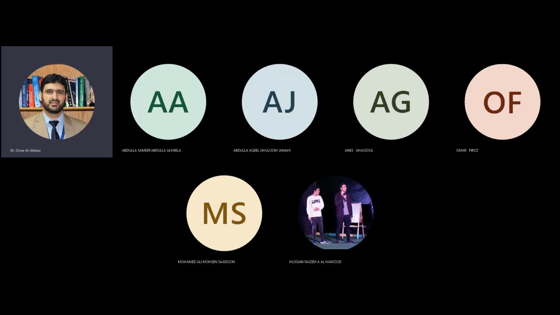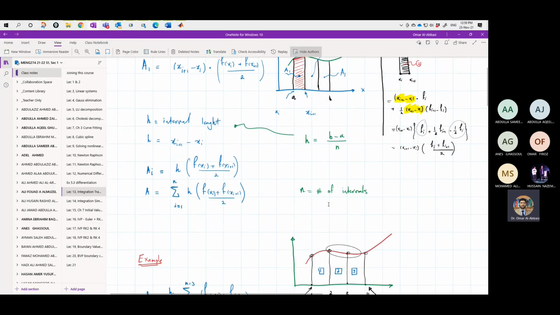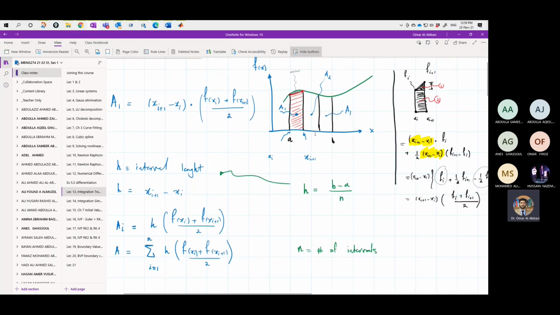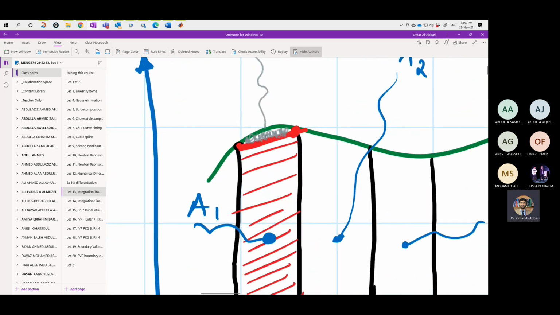The trapezoidal rule, correct? And we said that the trapezoidal rule is second order accurate, and the area which we skipped is the area at which we introduce error in the scheme or in the calculation.